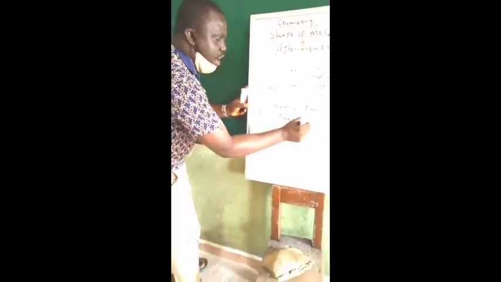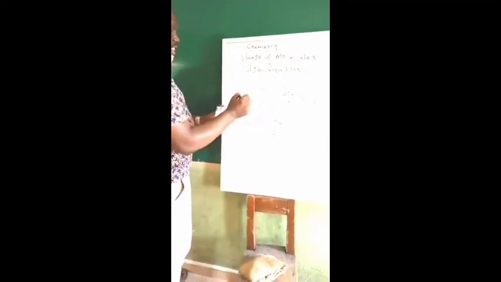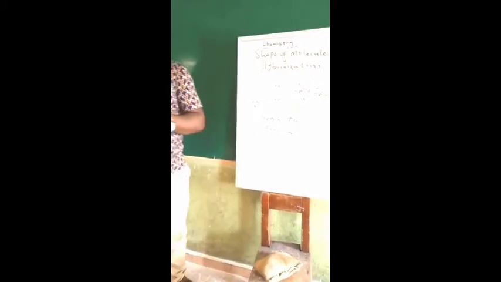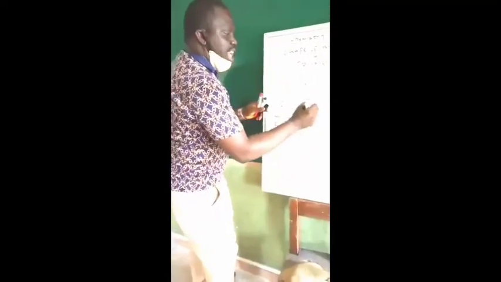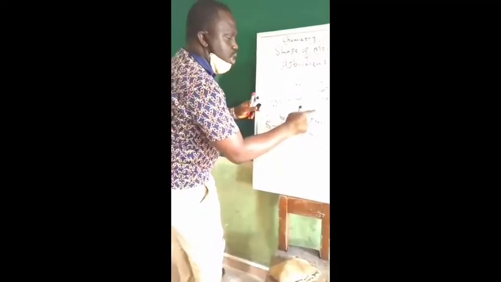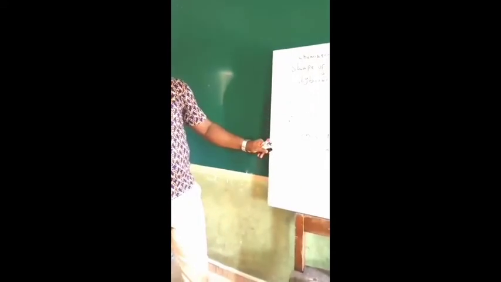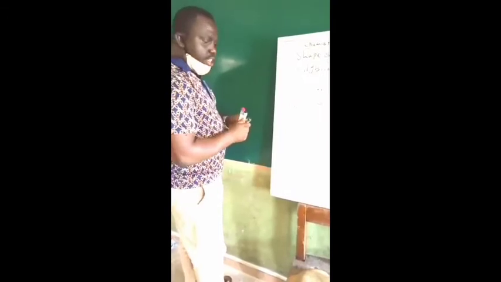How did I get 5? 1, 2, 3, 4, 5. Now let's see if it will give us a total of 18. 10 plus 8 is what? Beautiful. So the shape of this now is known as bent shape. It's known as bent shape, like water. Similar shape as water, bent shape. So you find the number of lone pair here.